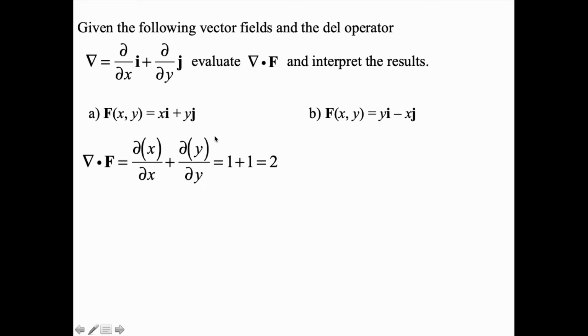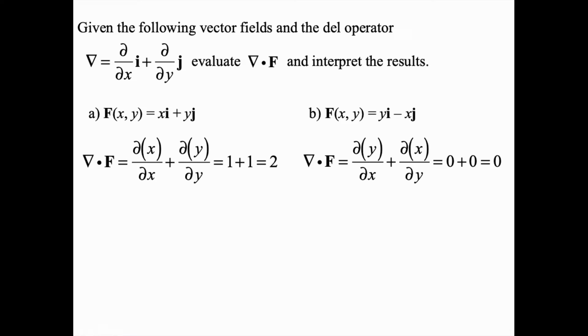If you have big F(x,y) equals x i plus y j, well, that's easy stuff. Partial of x with respect to x, that's 1. Partial of y with respect to y, that's 1. And 1 plus 1, well, I think everyone can handle that, is 2. And with this particular vector field F, a different one, let's say y i minus x j, it's a little bit different because now the partial derivative of y with respect to x is 0. Partial derivative of x with respect to y is 0, because we're differentiating partially, so we get a divergence of 0. But what does this mean?